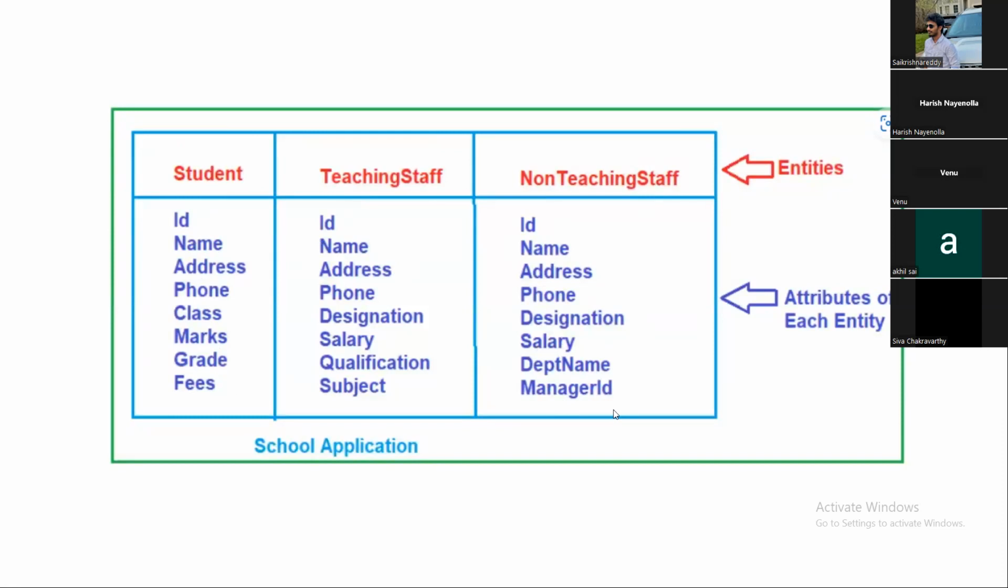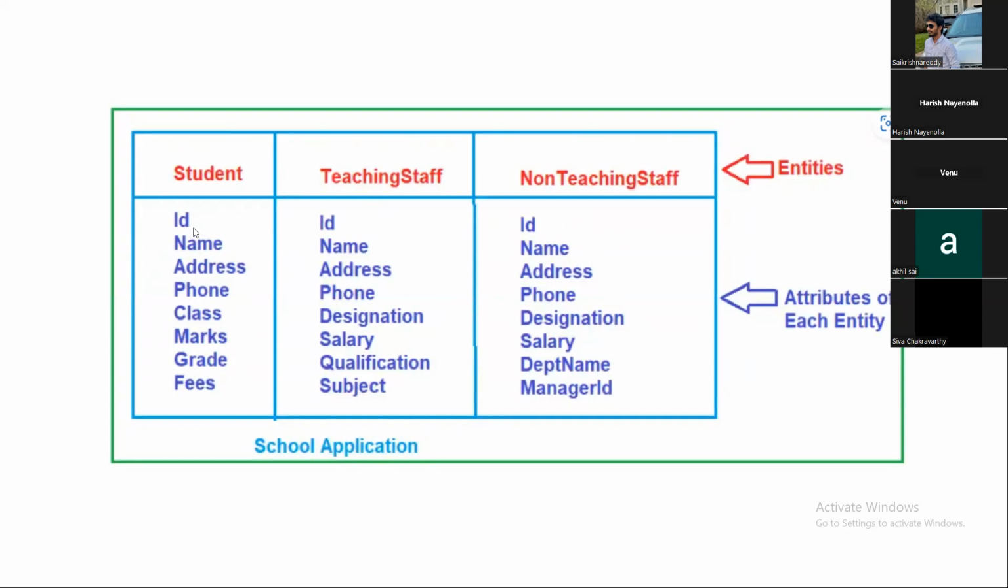So here, if you want to apply inheritance, first you need to identify the common factors in these three entities. If you closely observe, ID, name, address, phone: these four are common in all three classes, right? So you can create a class to store these four variables in one class.